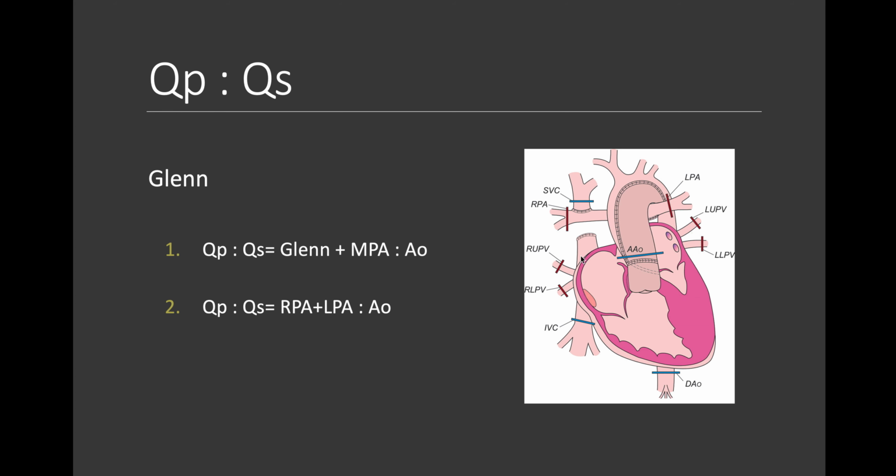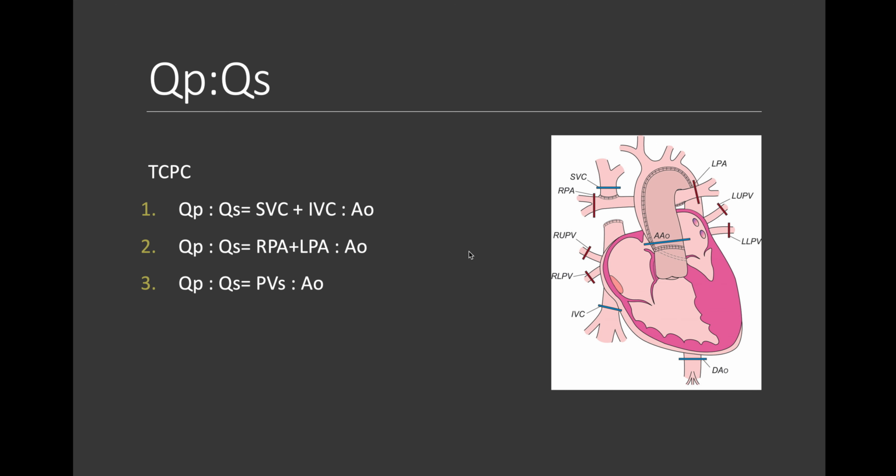This subtraction should be 0 in a normal subject. But if there is an abnormal pathway like collaterals, then the total sum of pulmonary veins minus the total blood in the RPA and LPA would give you the amount of the shunt.